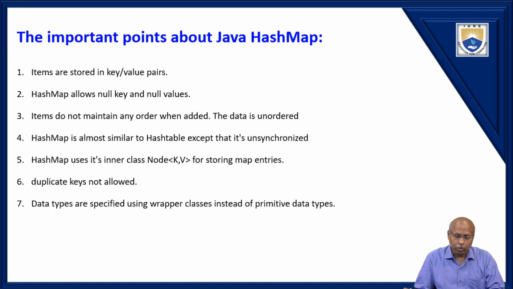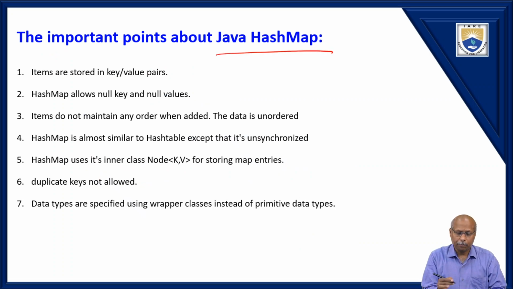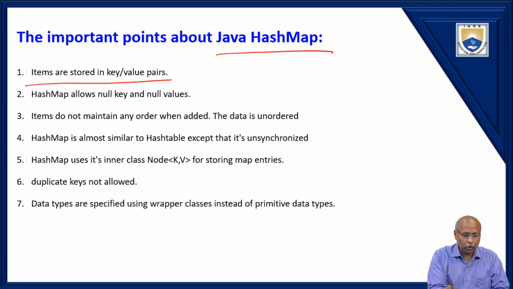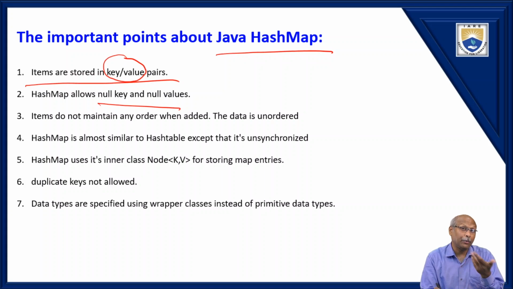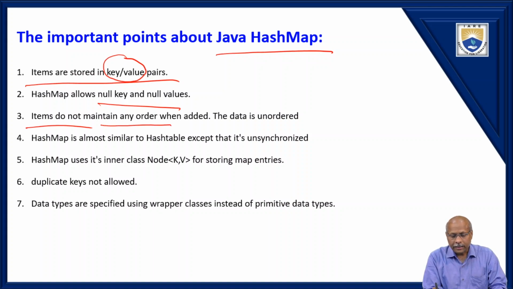There are some important points you should know about the HashMap. Items are stored in key value pair. Remember this one, key value pair. HashMap allows a null key and null value also, but only once. You cannot store multiple null keys and null values. Items do not maintain any order when added, and the data is unordered. That means it will not follow any indexing mechanism. It will be storing based upon the key. That's why it is unordered. Remember the word, it is unordered. It is not following any particular order. That means there is no indexing mechanism.